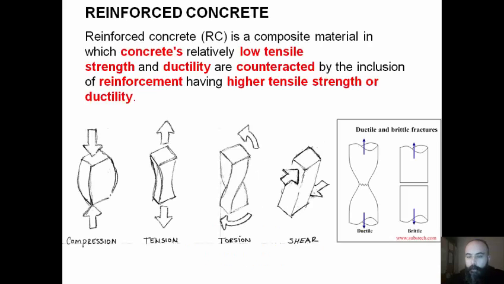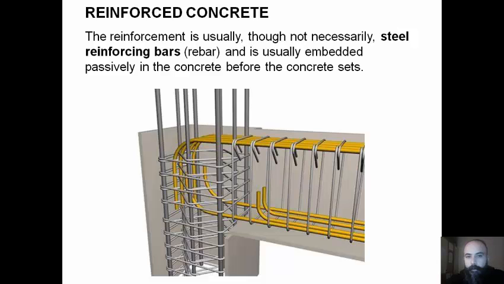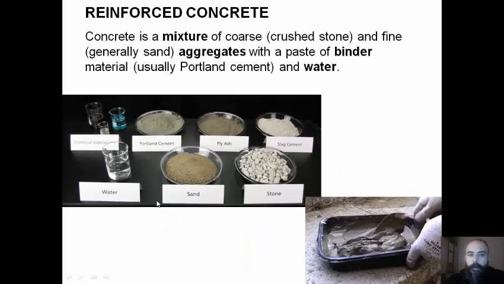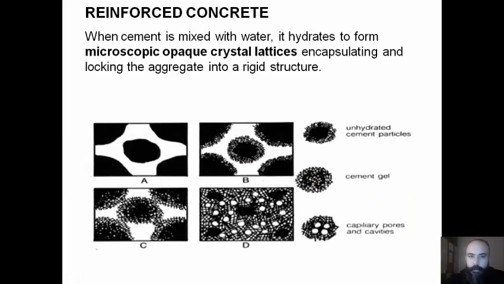Reinforced concrete is a composite material in which concrete's relatively low tensile strength and ductility are counteracted by the inclusion of reinforcement having higher tensile strength or ductility. The reinforcement is usually, though not necessarily, steel reinforcing bars and is usually embedded passively in the concrete before the concrete sets. Concrete is a mixture of coarse and fine aggregates with a paste of binder material and water.